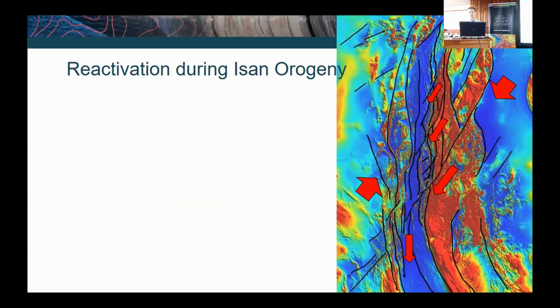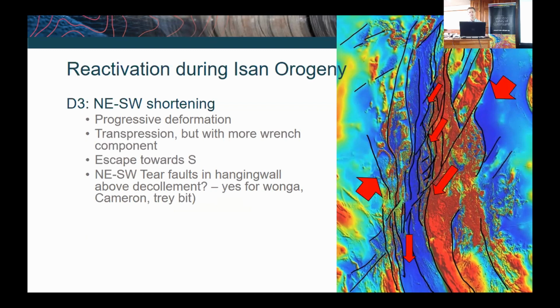Skipping to late Isan, to Isan D3, this is where we've got relatively large dextral offsets on these northeast southwest faults. Again, we recognise transpression, but it's much more of a wrench component here. And following some of these structures through, you start to see escape towards the south. Some of these faults terminate in some sort of thick-skinned thrust. So we've got these steep structures in the hanging wall of some of these decollements.